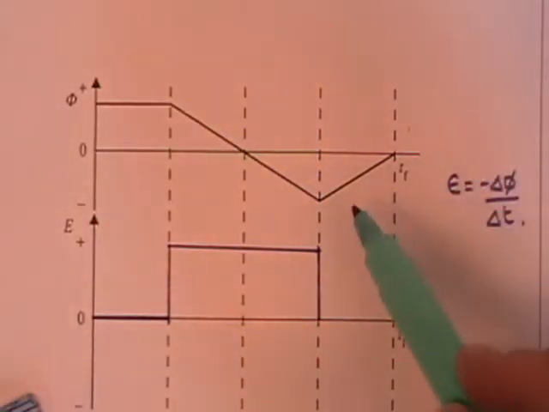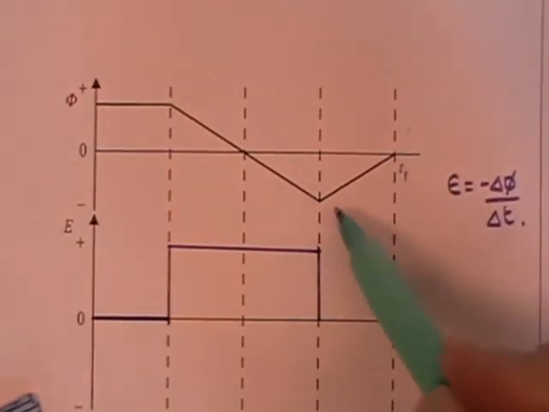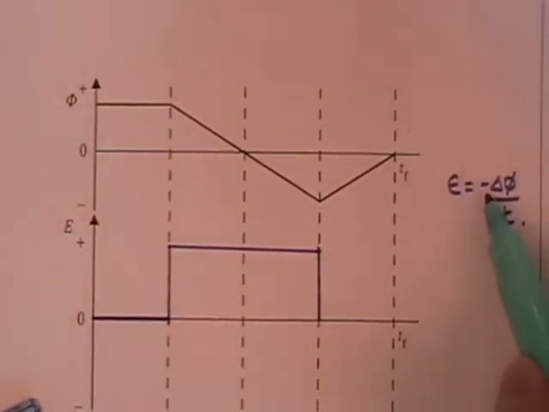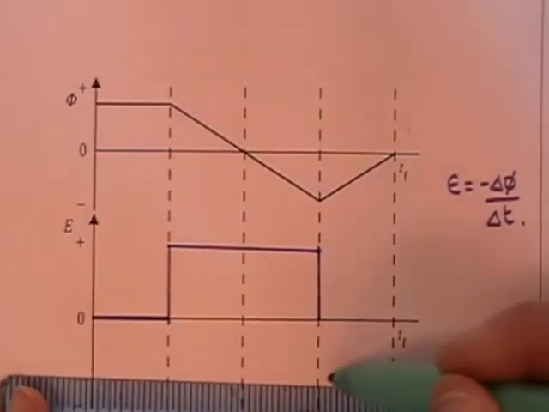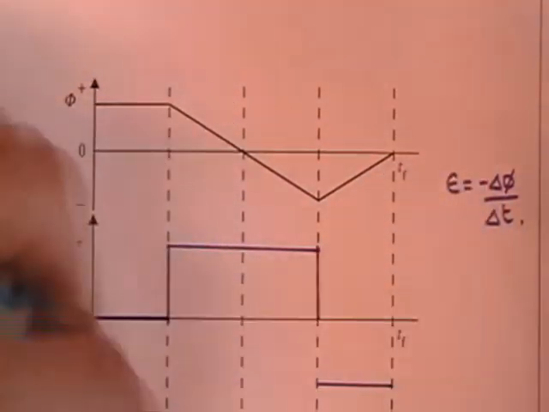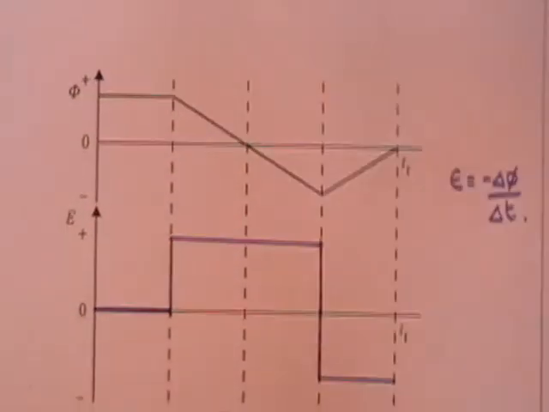And then the last part has got a positive gradient, but again, of course, it is in the negative part of the graph. But because the gradient is positive and the equation is minus that, then you've got a minus value. And again, it's a constant value because it's a constant gradient. This part here is a constant gradient. And so that's what your graph will look like.